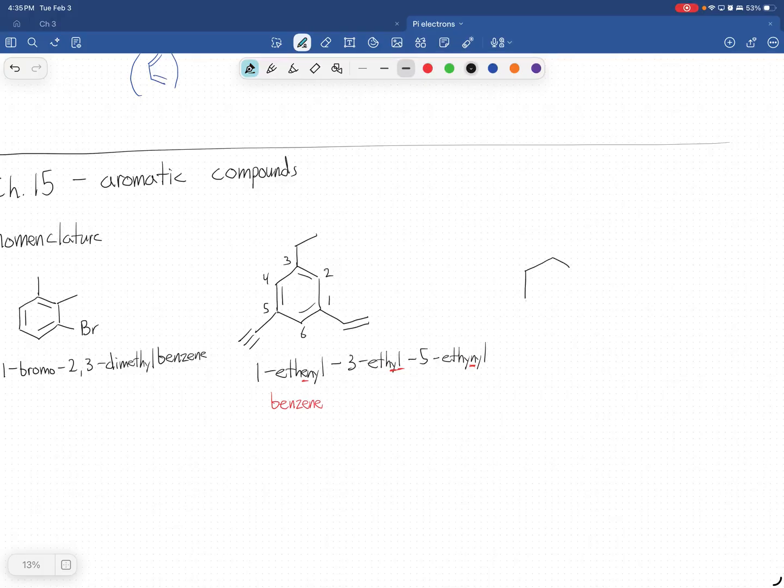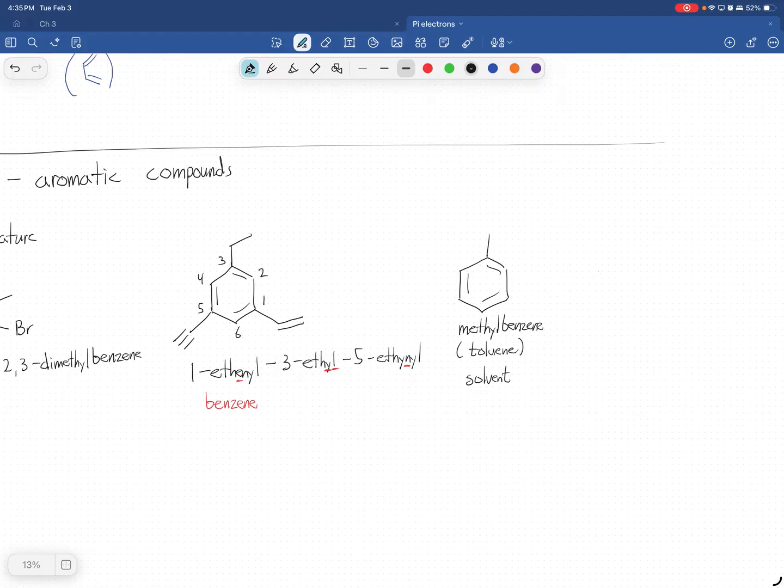Let's go over some other ones. This is called methylbenzene. You don't have to specify the number. Methylbenzene. This common name is toluene. Does anyone know what toluene is used for? Yeah, gasoline. So it's a solvent. Good. It's present in gasoline, added as an additive to help the mixture burn more efficiently. So that's a solvent.